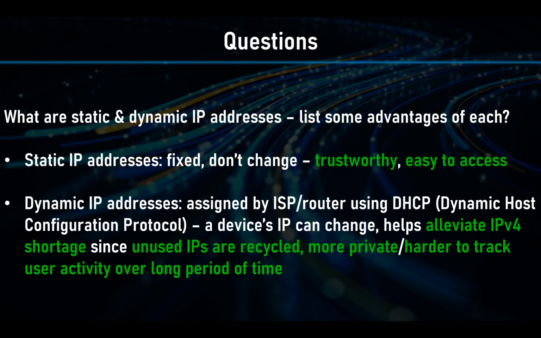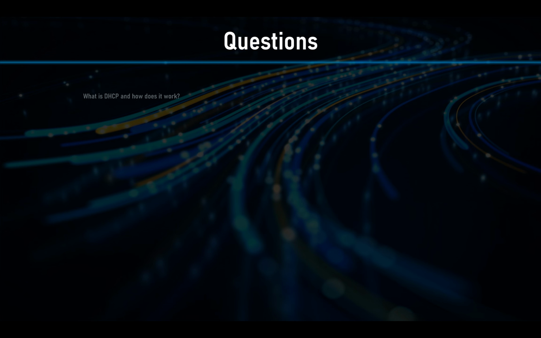But then dynamic IP addresses, well, they're going to be assigned by the ISP or router, using DHCP, Dynamic Host Configuration Protocol. A device's IP can change, and that's going to help alleviate the IP version 4 shortage, since unused IPs are going to be recycled, used by other devices. Another advantage, it's going to be more private, because if someone's IP is constantly changing, it's harder to track them over a long period of time. So that was just the second point there.